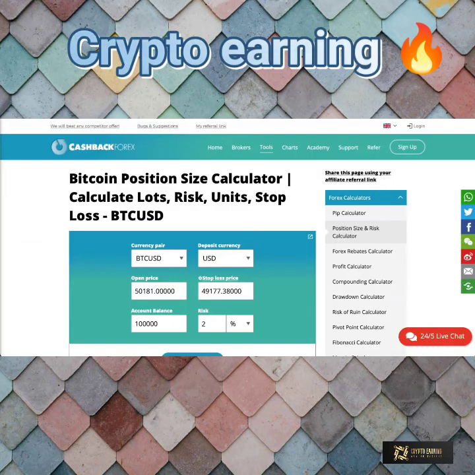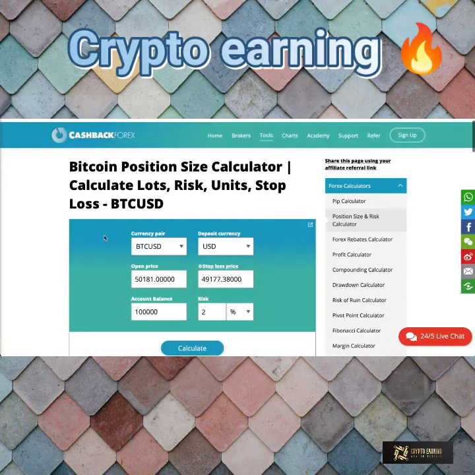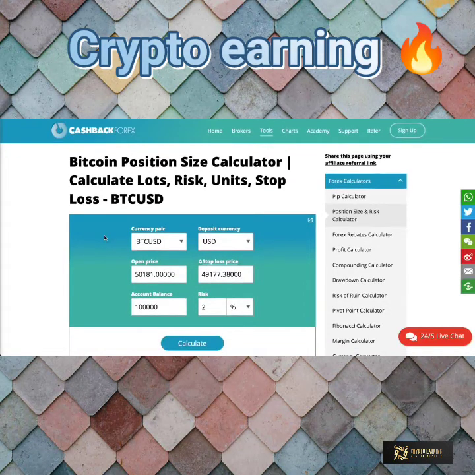I'm going to come to a position size calculator. You can come to Cashback Forex to use this one, but it will just tell you exactly how big your position can be. So we've got Bitcoin against US dollar as the currency pair. We'll value this in US dollar. Then we have the opening price. It actually has it for us, but let's make it easy and just say that it's 50,000.